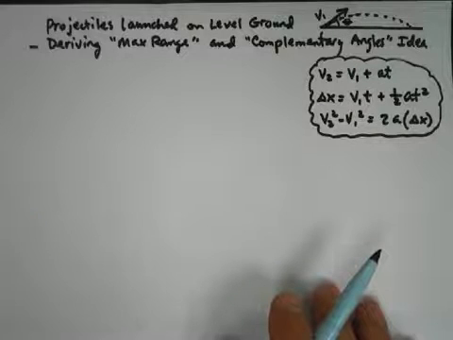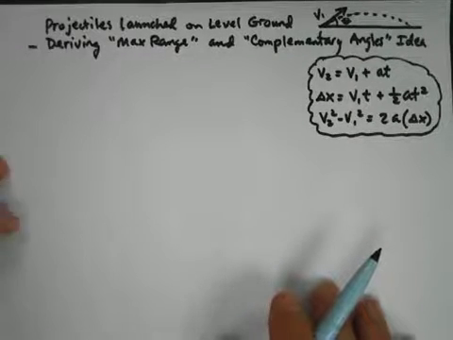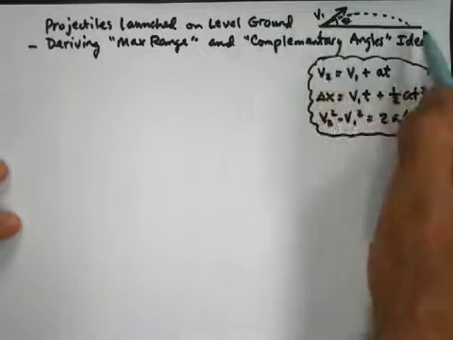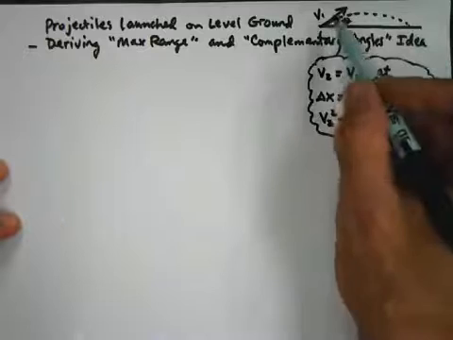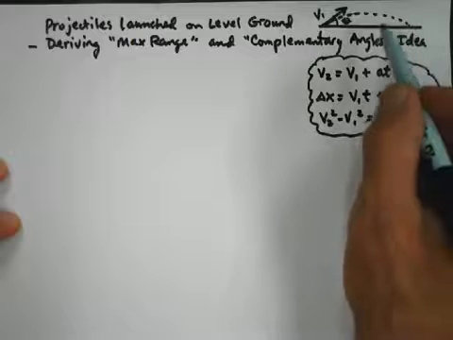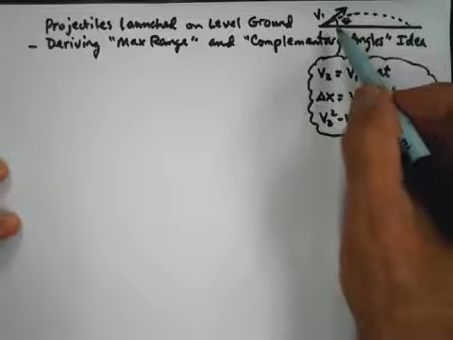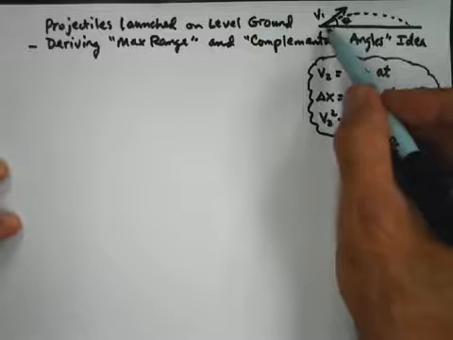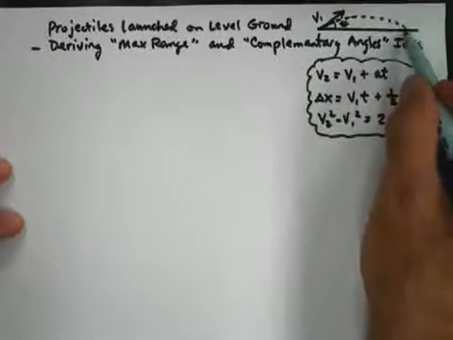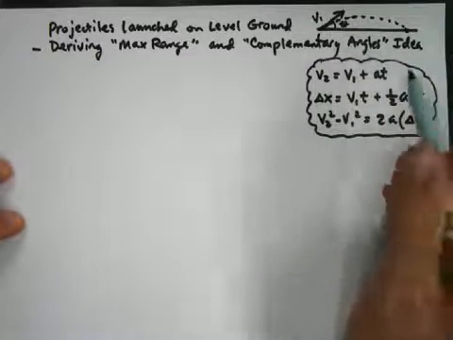Okay, first of all, we're talking level ground. So just a basic projectile problem on level ground. And what that means, if it's launched on level ground, is that the vertical displacement for the whole trip is 0. It starts out at the same level that it ends up. So delta y equals 0. So we're going to start with that and solve for t.